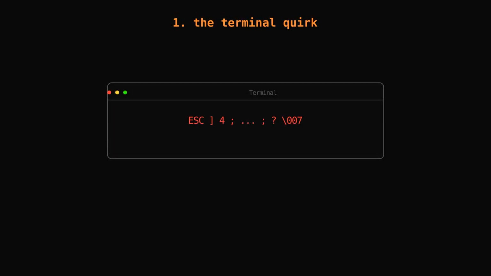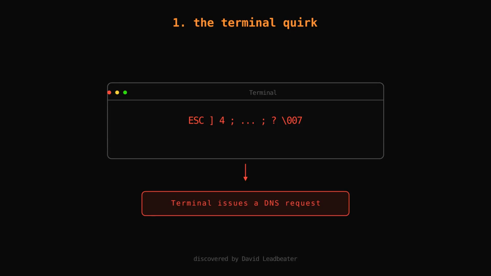Start with the strange ingredient. The macOS terminal app had a quirk originally discovered by David Leadbeater, where a special sequence of ANSI escape codes, those invisible control characters programs used to color text or move the cursor, could make the terminal itself issue a DNS request. Not a program you ran. The terminal window, reacting to characters printed into it. And when Rehberger looked, that behavior still hadn't been fixed.